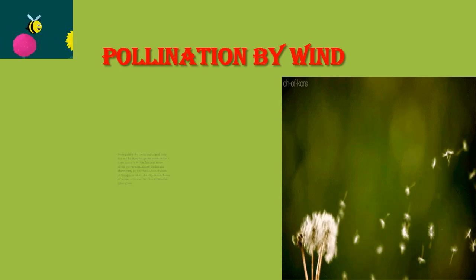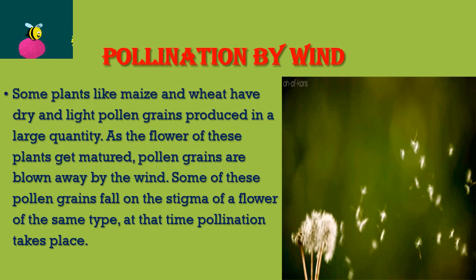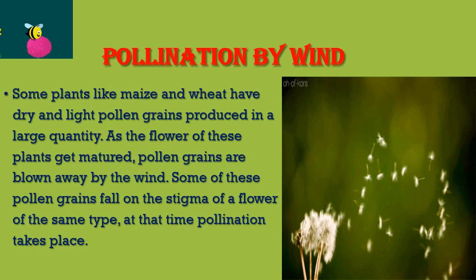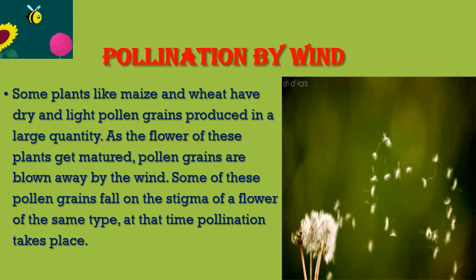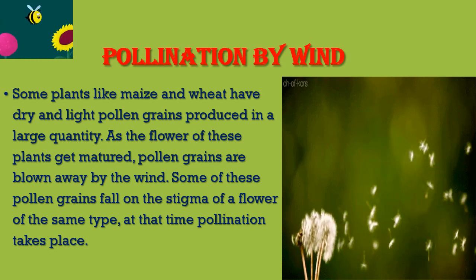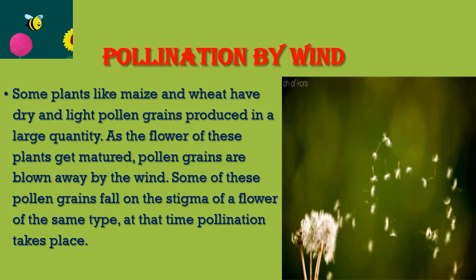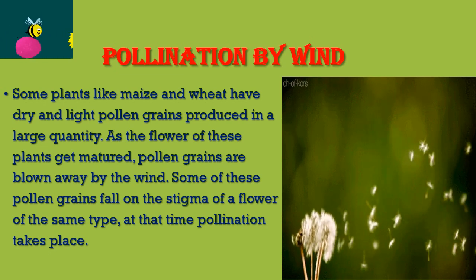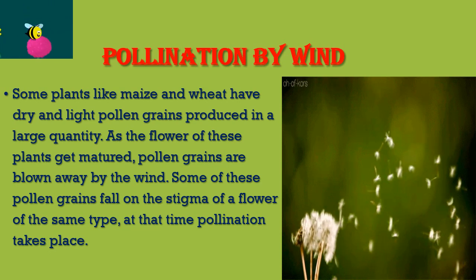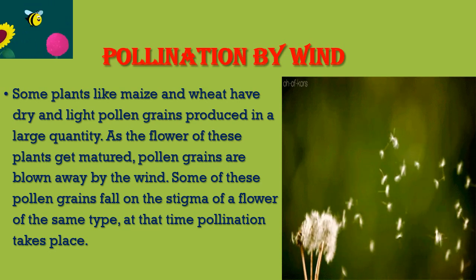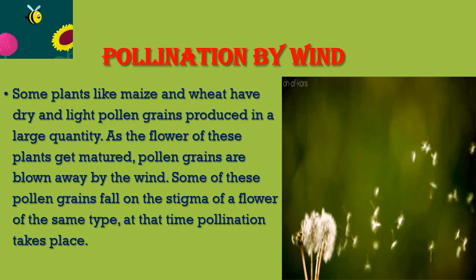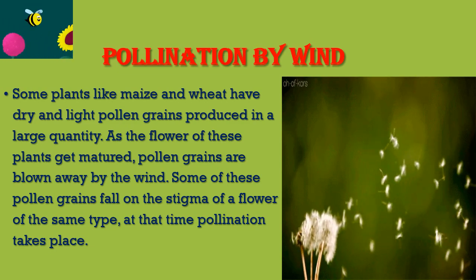Pollination by wind. Some plants, like maize and wheat, have dry and light pollen grains produced in large quantity. As the flowers of these plants get matured, pollen grains are blown away by the wind. Some of these pollen grains fall on the stigma of a flower of the same type. At that time pollination takes place.